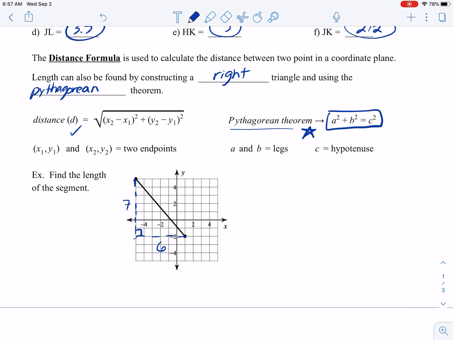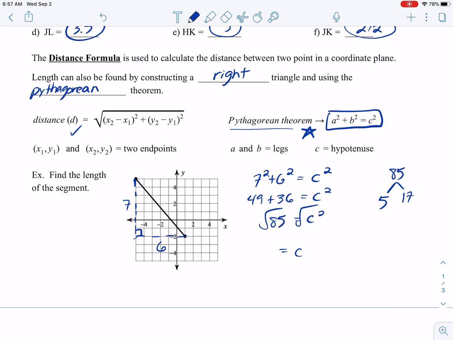This forms a right triangle, which is the only time we can use the Pythagorean theorem. And we would say 7 squared plus 6 squared equals c squared. Get 49 plus 36. So 85 equals c squared. Okay. And then on the warm-up in class, we simplified some radicals. Are there any perfect squares we can take out of 85? Well, 5 goes into 85 17 times. Those are two prime factors, so nothing you can take out. So we leave this as root 85.